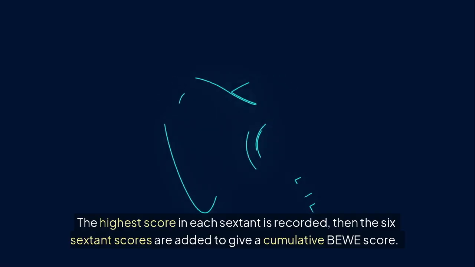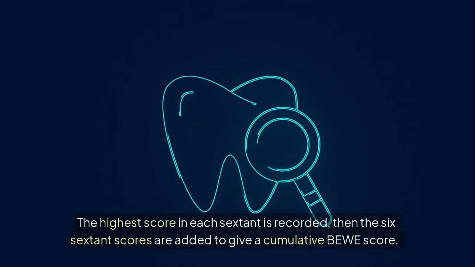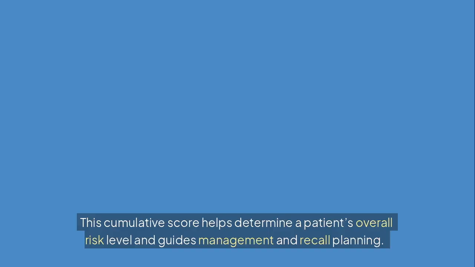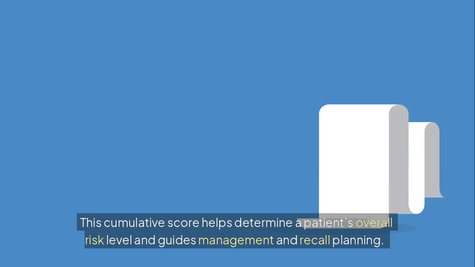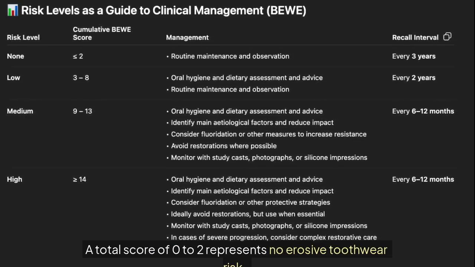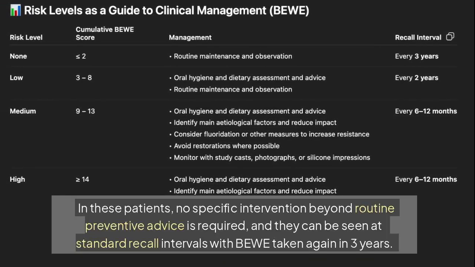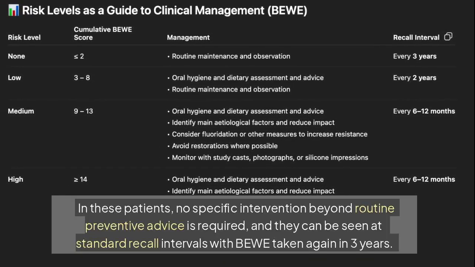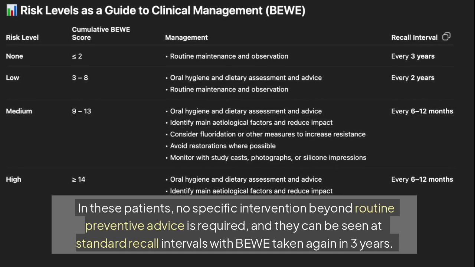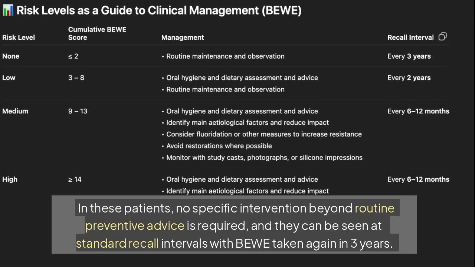The highest score in each sextant is recorded, then the 6 sextant scores are added to give a cumulative BEWE score. This cumulative score helps determine a patient's overall risk level and guides management and recall planning. A total score of 0 to 2 represents no erosive toothwear risk. In these patients, no specific intervention beyond routine preventive advice is required, and they can be seen at standard recall intervals with BEWE taken again in 3 years.